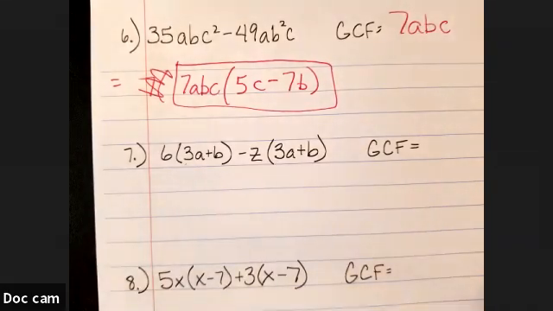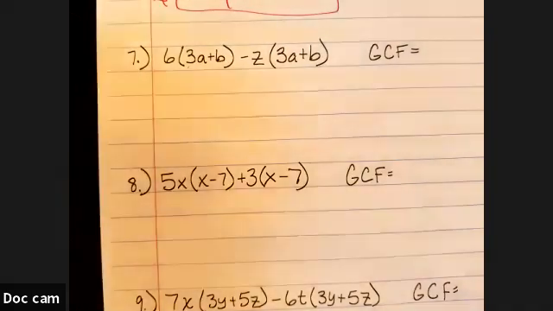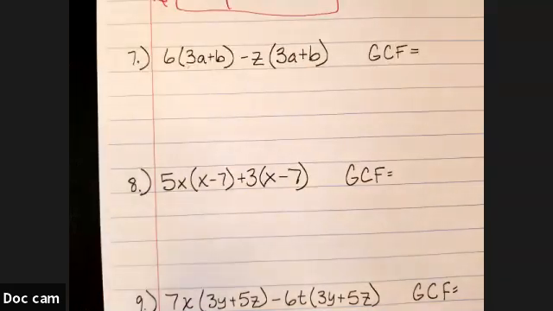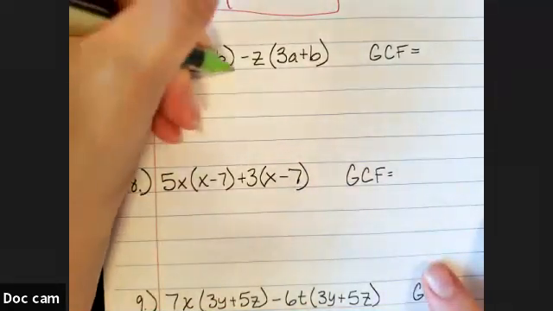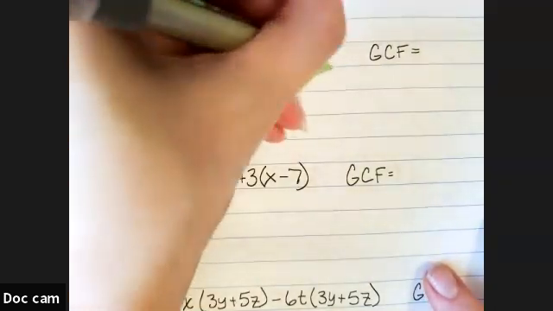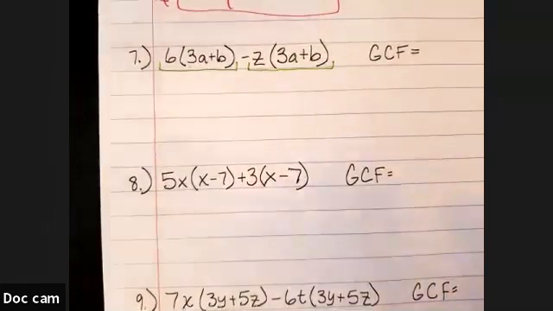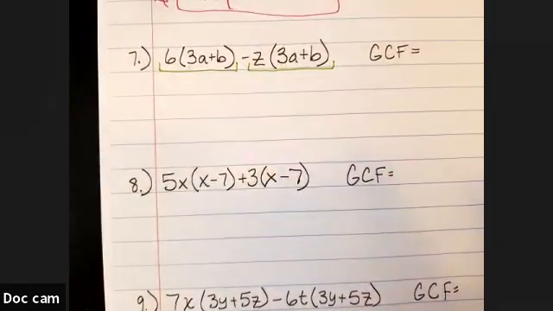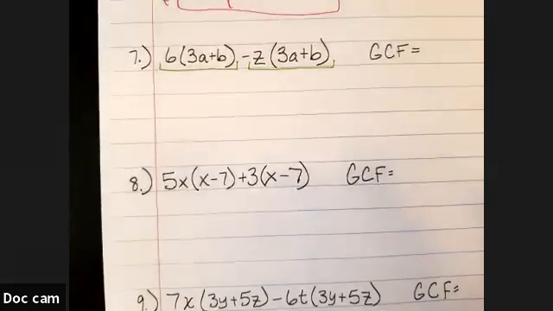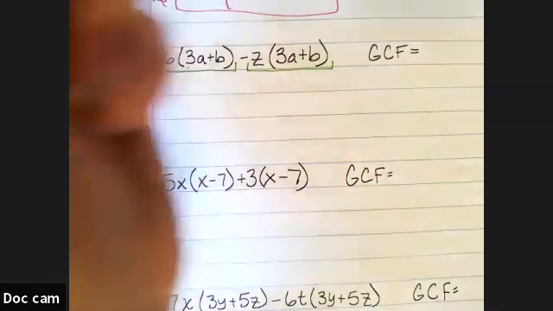On number 7, it looks a little bit different, but it's still factoring out the GCF. In this case, think of this as one term because it's multiplying together, and this is another term. What those two terms have in common is the thing that's in parentheses, which is 3a plus b.